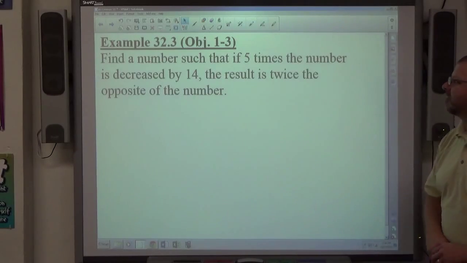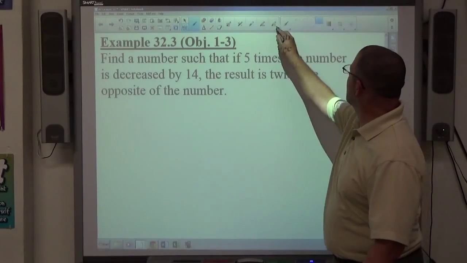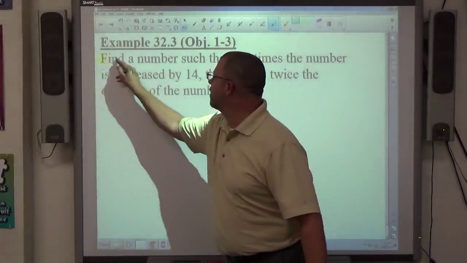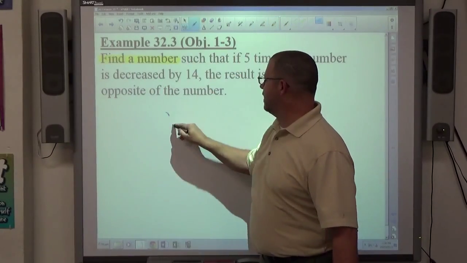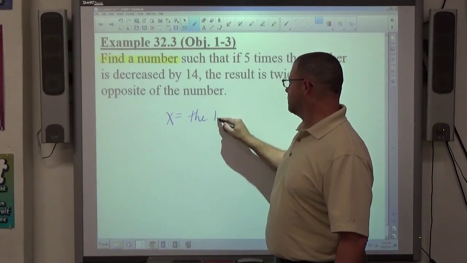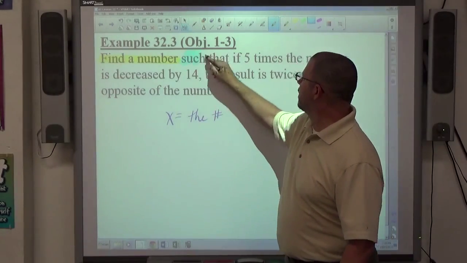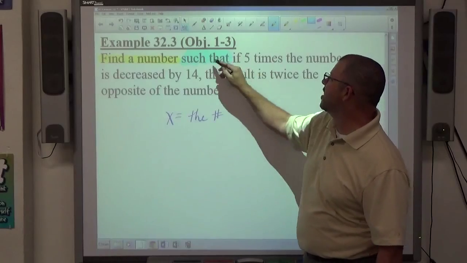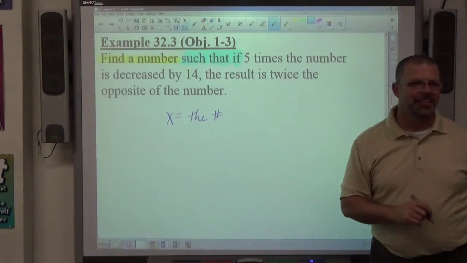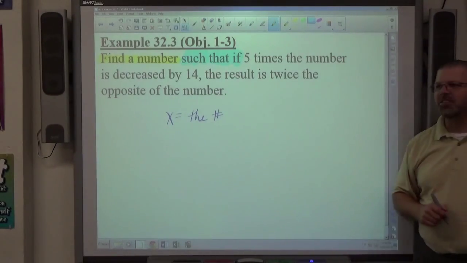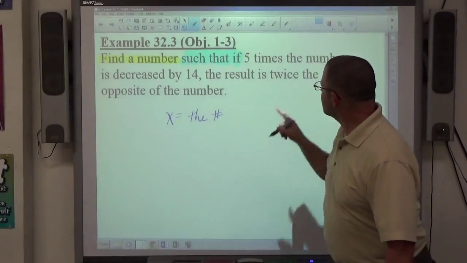3, find a number such that, notice there's our "find a number such that" again. So find a number, there's our directions. x equals the number. Such that means that we have an equation coming up. This says such that if... well, all right, even worse English on this one. Such that if.